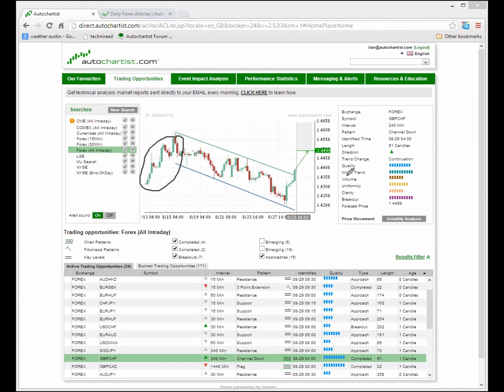Now, just to have a brief chat about the quality indicators, you can see that there's a quality column which I just kind of skipped over. This quality column is not an indication of whether this pattern will hit its forecast level or not. This is simply an indication of the visual quality of the pattern.